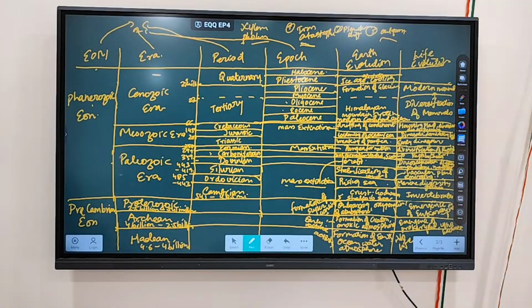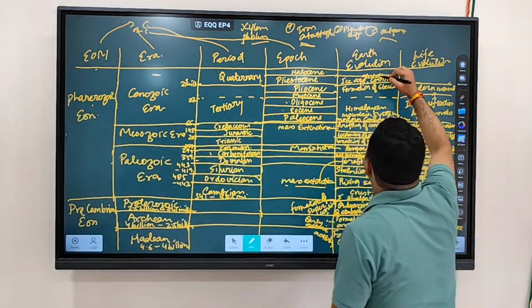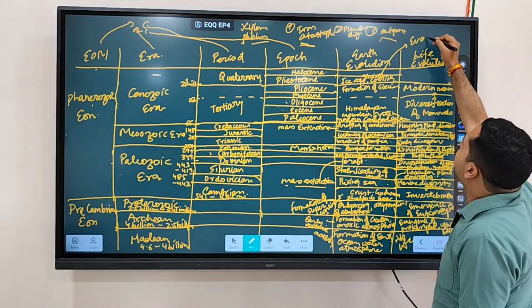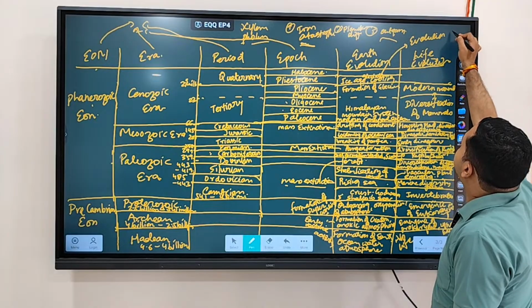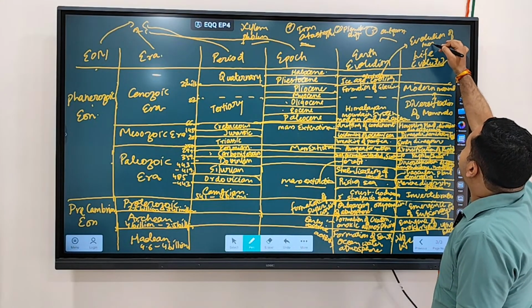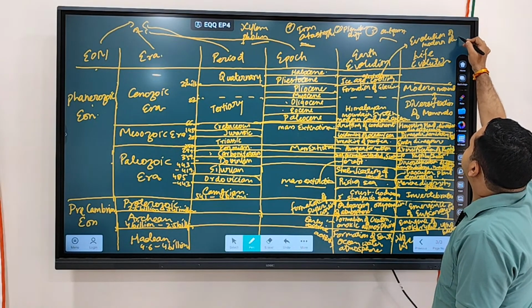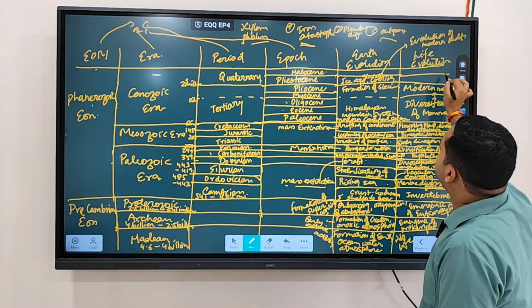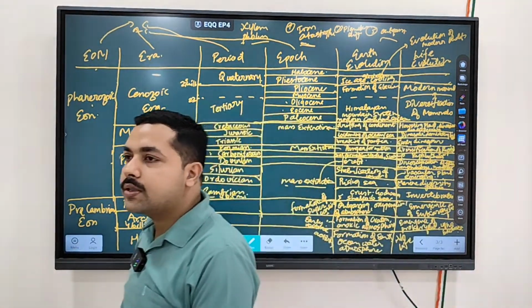Landforms that are made through the glaciers. So you'll see evolution of new landforms. Modern landforms. You can also write modern landforms. Evolution of modern landforms is something that is happening in the case of Earth's evolution. Fine.